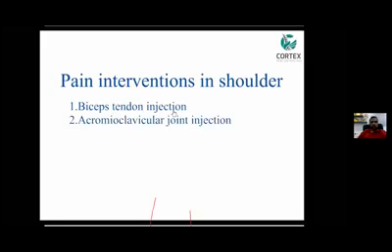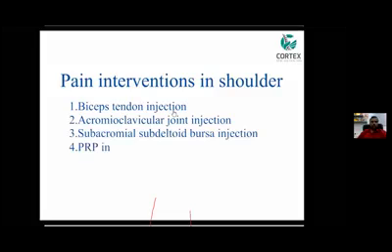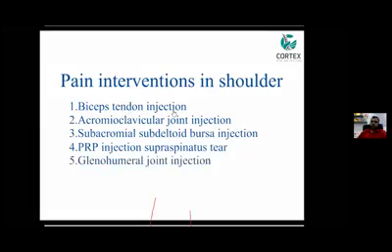I'll be discussing the six common procedures in the shoulder. One is a biceps tendon sheath injection, then acromioclavicular joint procedures, and subacromial subdeltoid bursa injection, and then PRP, which is an upcoming treatment for supraspinatus partial tear, and then glenohumeral joint injection, especially for adhesive capsulitis or glenohumeral joint arthritis. Finally, I'll discuss the suprascapular nerve block or pulsed radiofrequency ablation of the suprascapular nerve. These are the common interventions done in the shoulder. Most of these procedures can be done in the OPD itself. That is the advantage with ultrasound.